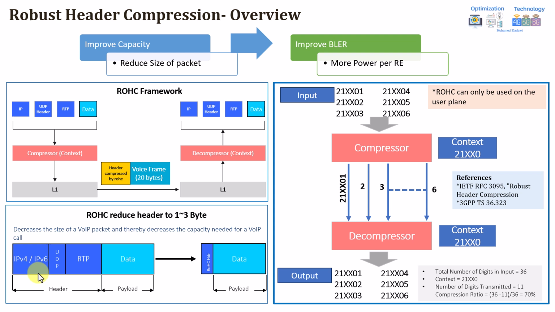As you can see here, this is what happens after the header compression. The larger header size is related to IP version 4 or IP version 6, with IP version 6 having even larger packets. Robust header compression will reduce it to around 1 to 3 bytes. If I can recall, IP version 4 has around 40 bytes as a size, and IP version 6 will have around 60 bytes. At the end, it will reduce to only 1 to 3 bytes, and this is how we get the gain.